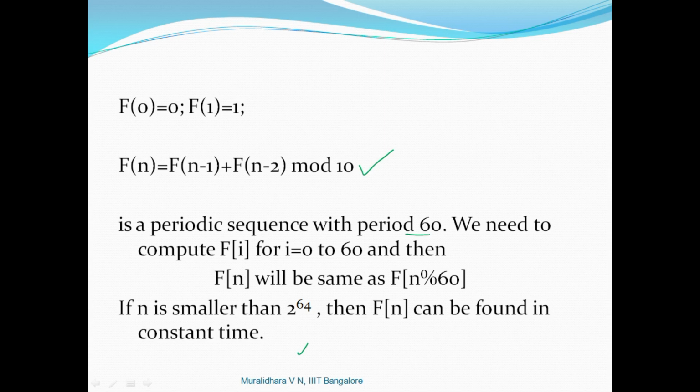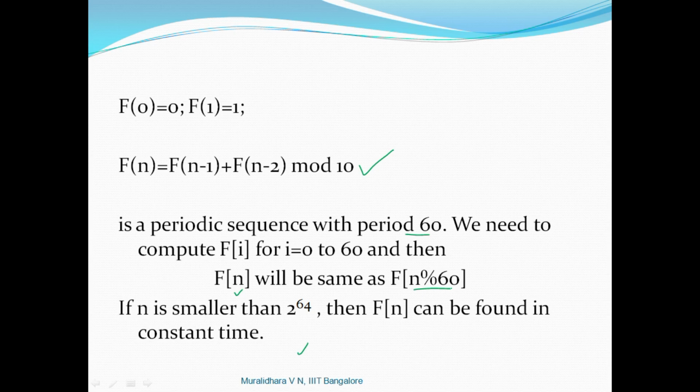So if you want to compute f of n for a large n, what you need to do is compute f of i for i equal to 0 to 60, and then given any n, f of n can be easily computed by looking at f of n mod 60. What matters is that after 60 the block repeats, it again starts repeating at 120 and so on.